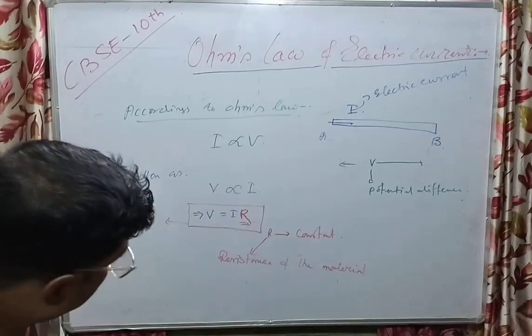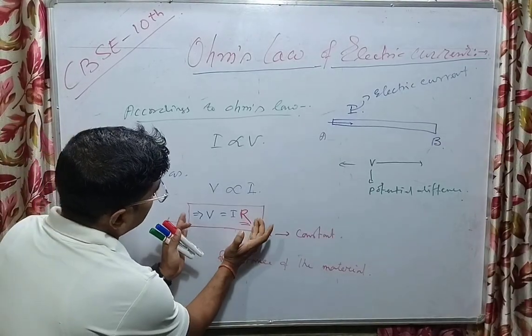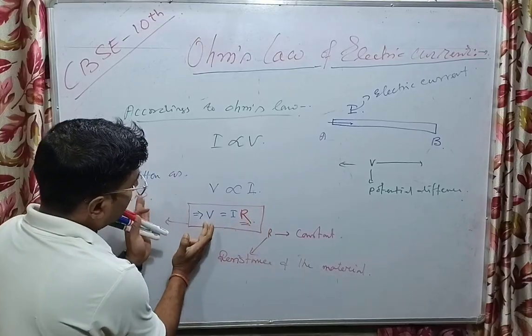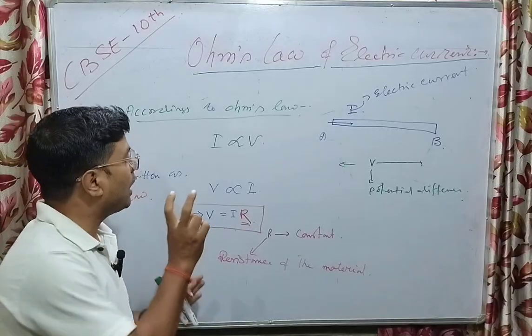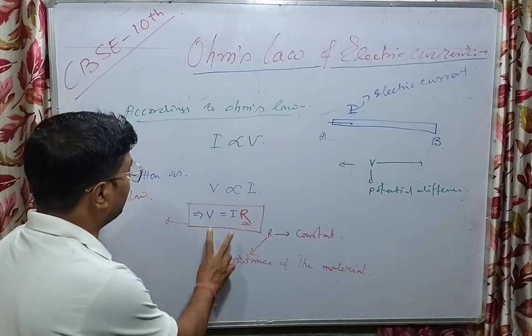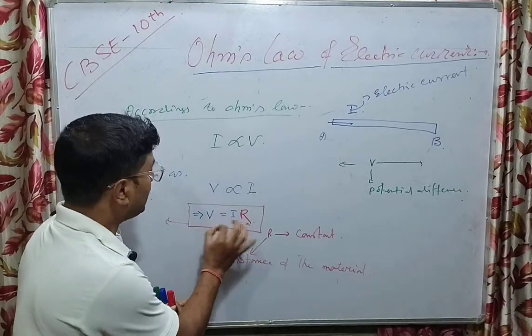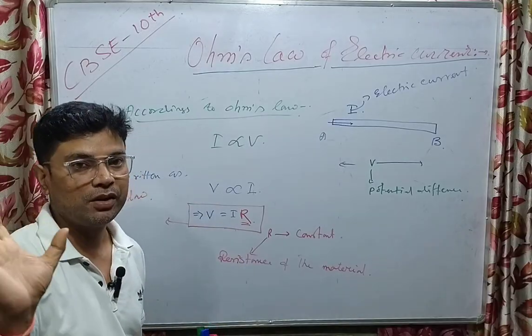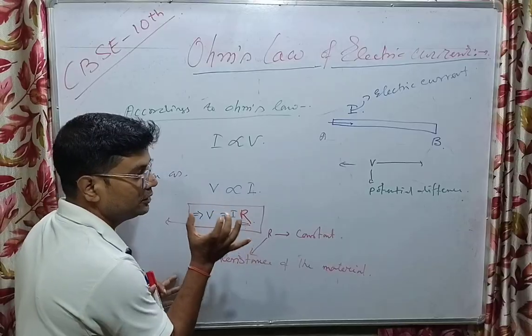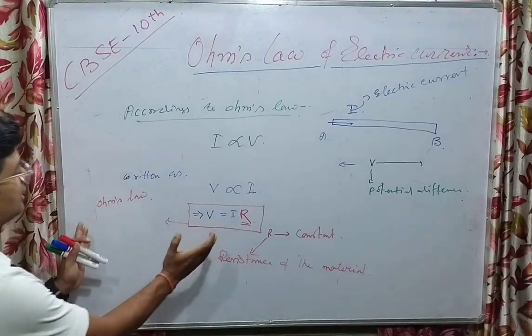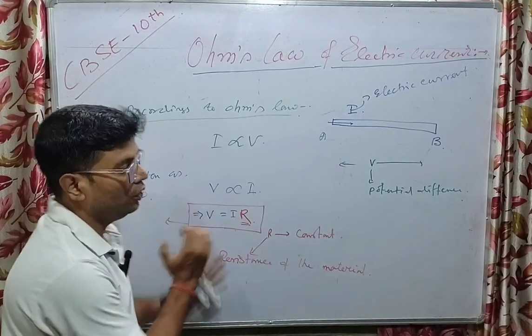Now, from these three terms, potential difference, current and resistance, if two of them are given, then you can calculate the unknown term, that is the third term, easily using this expression, that is Ohm's law.